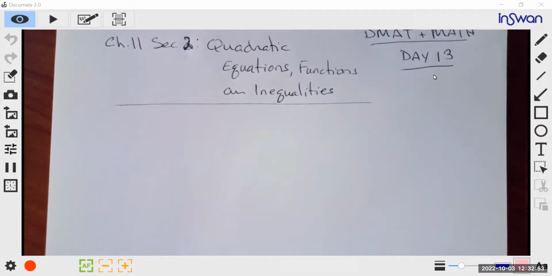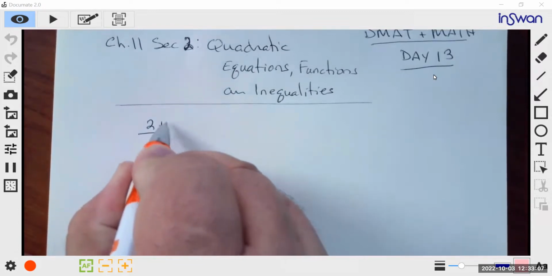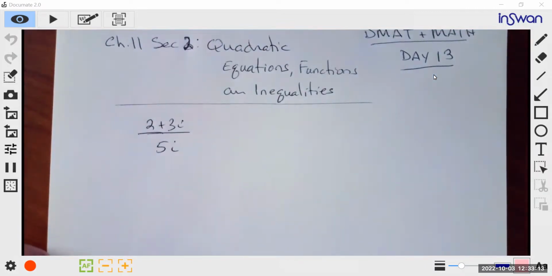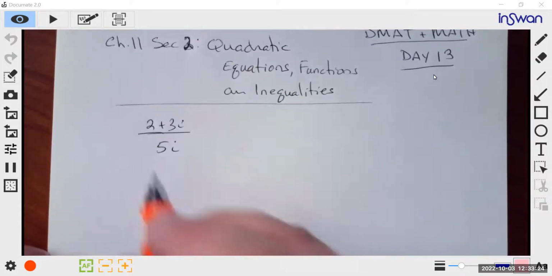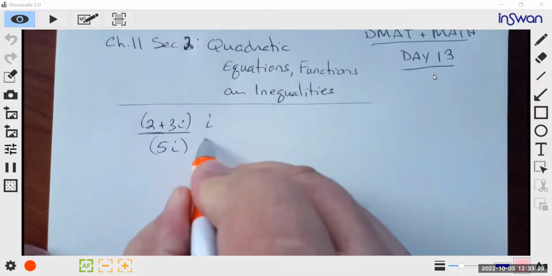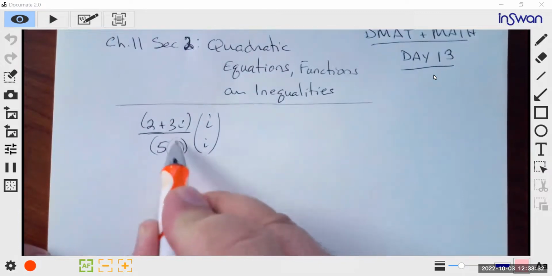What can you not have on the bottom? You cannot have an I. You can have a negative on the bottom. You cannot have an I. So if you had an equation like this, what would you do to get rid of the I on the bottom? We cannot have I on the bottom, so we have to get rid of the I. We're only worried about the bottom.